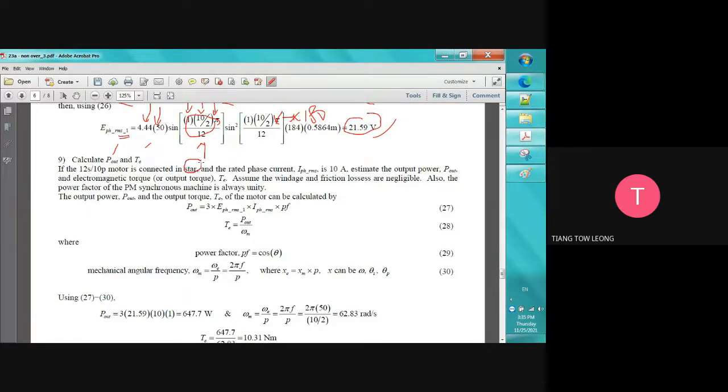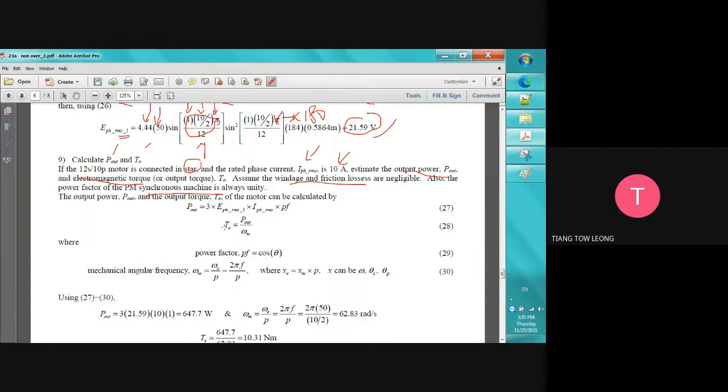With a star connected motor, the rated phase current I phase RMS is 10 ampere. Estimate the output power and electromagnetic torque. So assume the windage and other losses are neglected, which means we do not consider it, which is too small. The power factor of the PM synchronous machine is always unity. This one is also the same. For the PM machine, when it starts without load, which means we do not give it any load, then the synchronous machine will always run at unity.